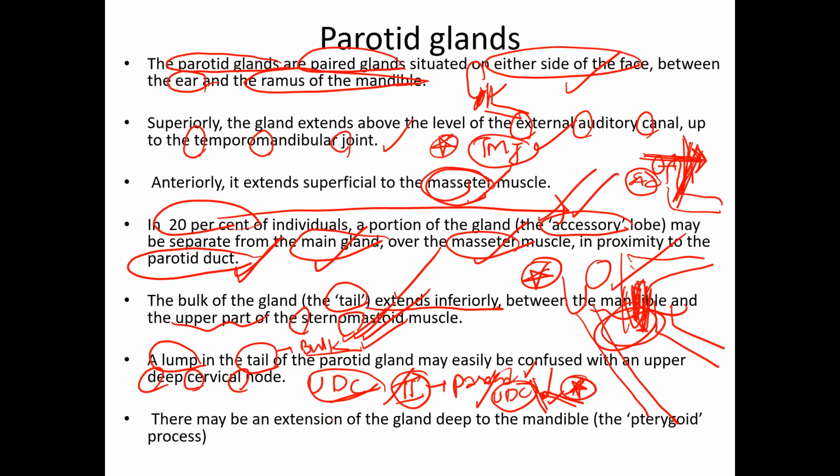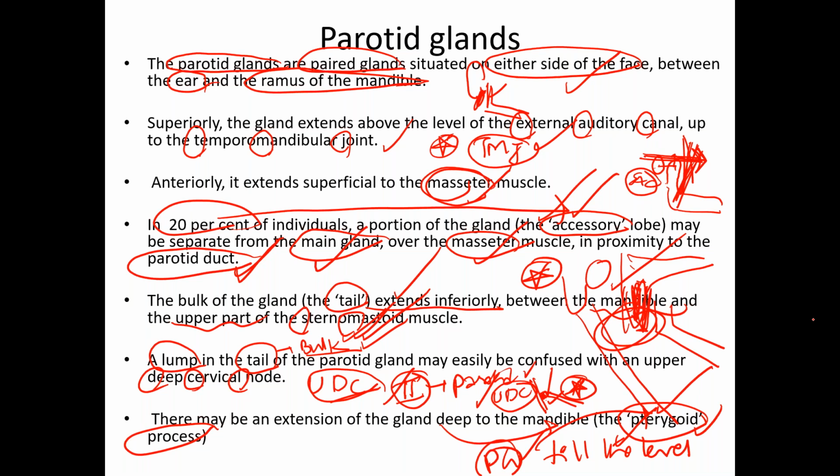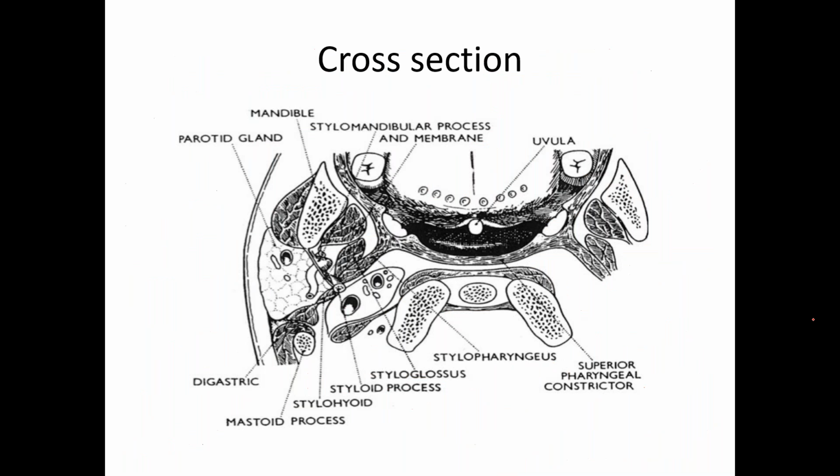There may be an extension of the gland deep to the mandible, that is, to the level of the pterygoid process. Sometimes the parotid gland may exist till the level of the pterygoid process.